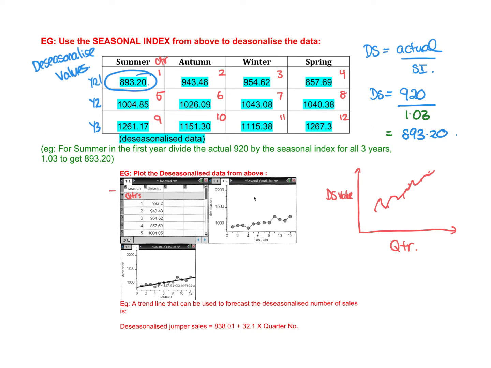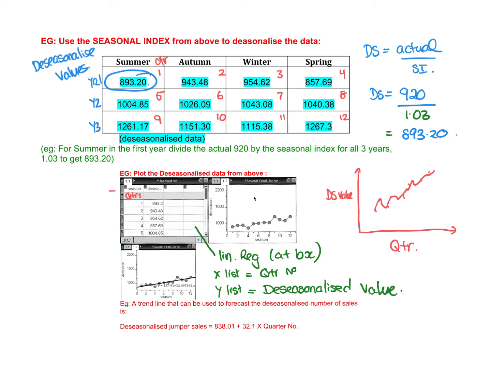So once we've got these lists of values as well, now they've smoothed it off, they want to get that linear regression line. So in this data, we're going to do that, like what we've been doing, the lin reg, the A plus BX, yeah? So your X list will be your quarter number, and your Y list is going to be your deseasonalized values. Okay, so we pop that in, and we get an equation to predict the deseasonalized value.